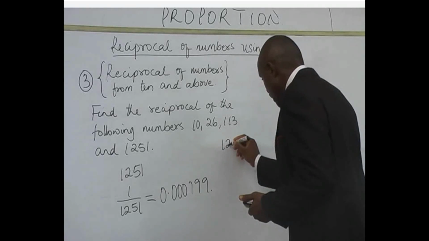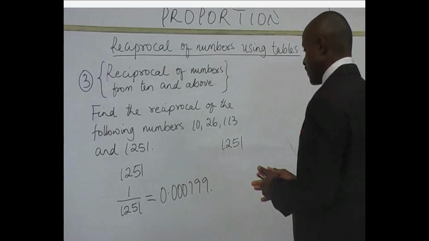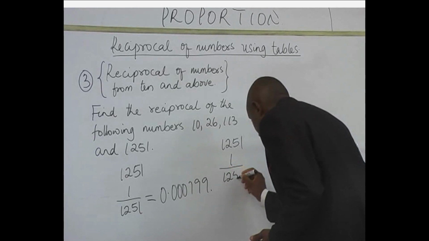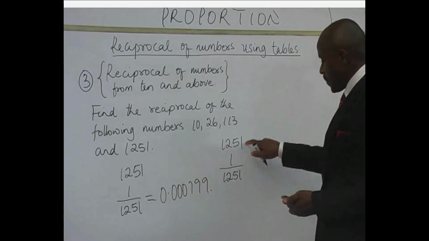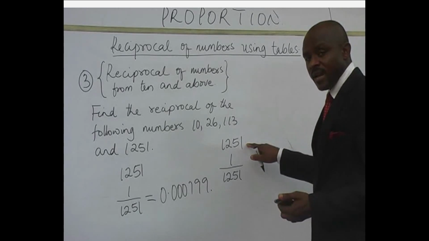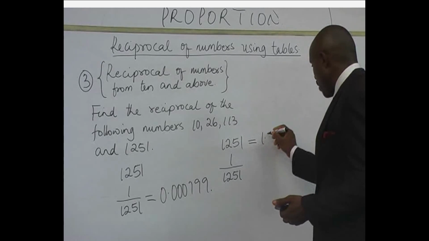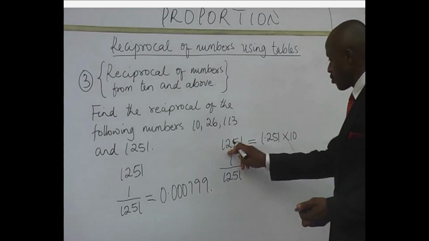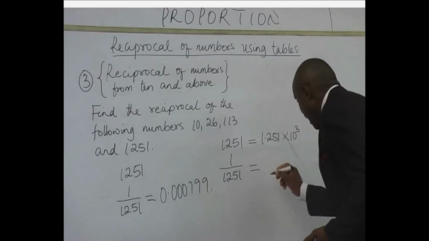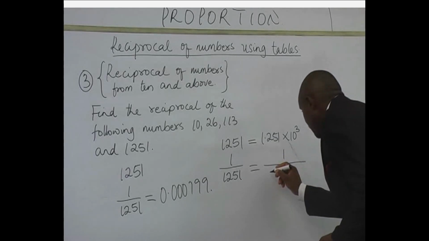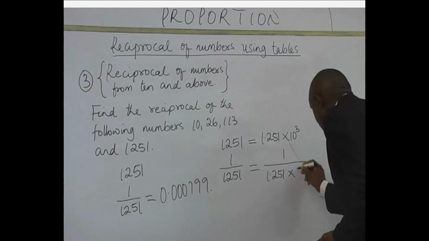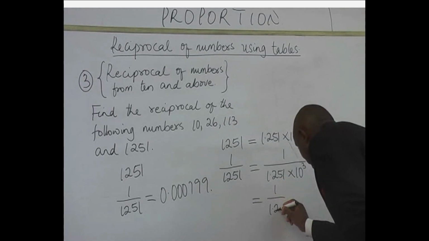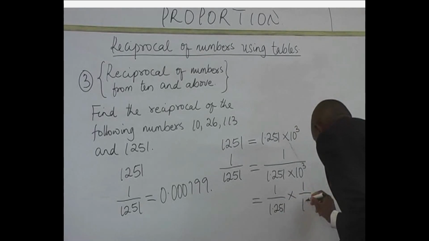Now let's use our 4-figure table to see if we are going to get the same thing. 1251 reciprocal means dividing it by 1. What you do here now is write 1251 in standard form, and it's going to be 1.251 times 10 raised to power 3. And its reciprocal will be 1 divided by 1.251 times 10 raised to power 3. It is also going to be the same thing as 1 all over 1.251 times 1 all over 10 exponent 3.